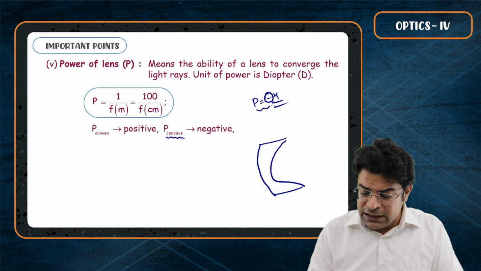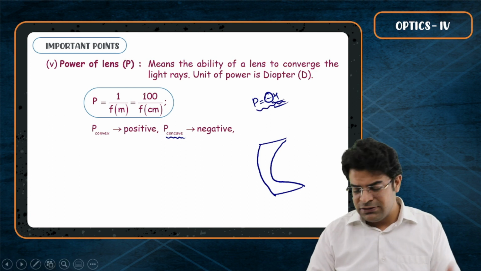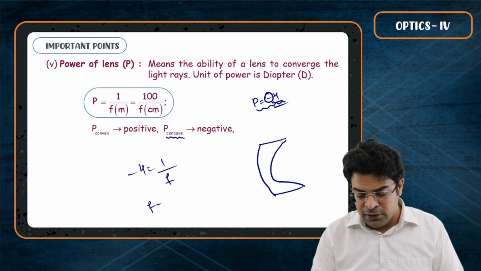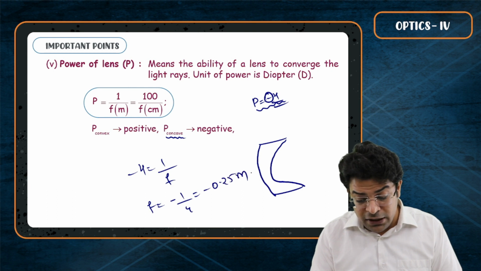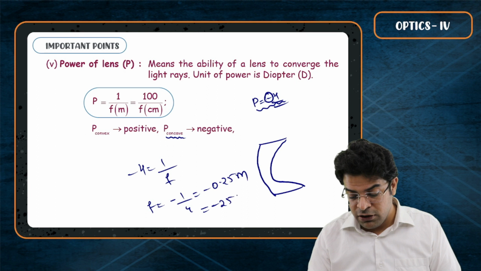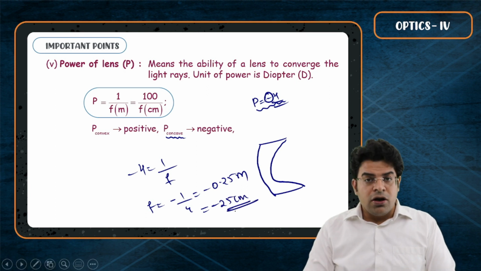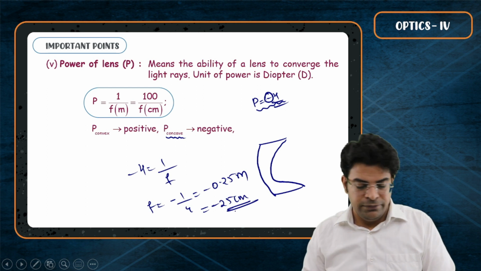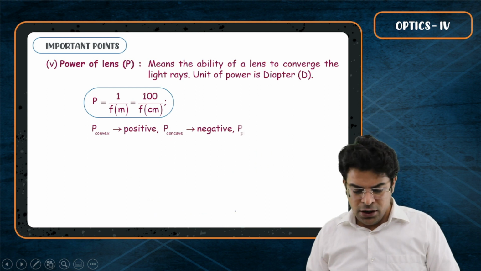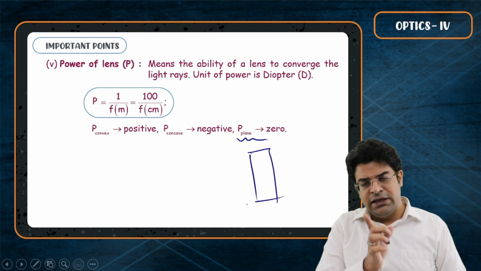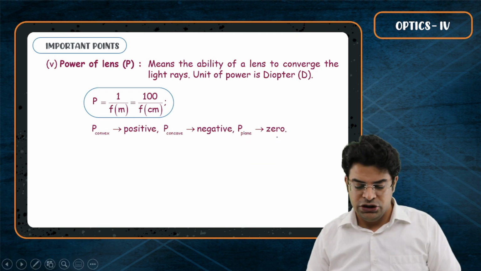Now, if I say that the power is -4, what is the focal length? Very easy. -4 equals 1 by f, so f comes out to be -1 by 4, that is -0.25 meter. If you convert it into centimeters, that comes out to be -25 centimeters. So it is a concave lens of focal length 25 centimeters in magnitude. For a plane sheet, as the focal length is infinity, the power comes out to be 0.